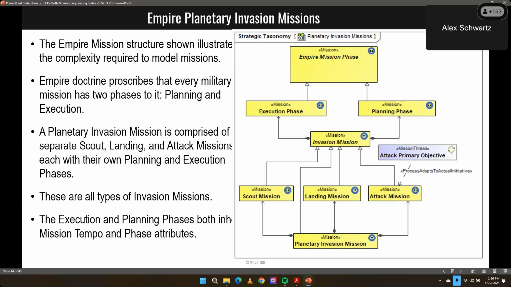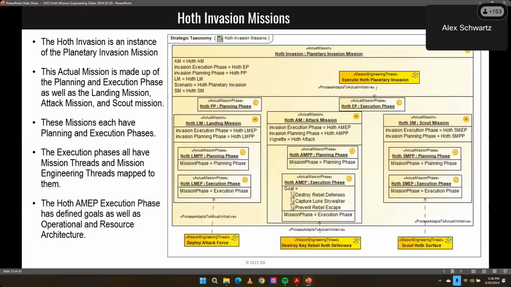There are two attributes we defined for them, which were mission tempo and phase attributes, because of course, everybody's going to have their own names for phases. And in the Army, mission tempo is a very important aspect of this. So here is in fact an instantiation of the mission structure. And some of these things are what are called temporal systems, or temporal enterprise phases. And this is going to be renamed to be initiatives in the future.